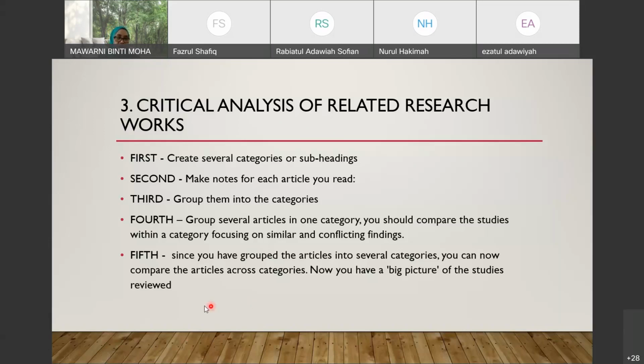Like I said just now, if you want to study a relationship, for example, the previous research shows no relationship. The other group of research indicates there is a relationship between these variables. So there are two different ideas there. That is how you categorize.